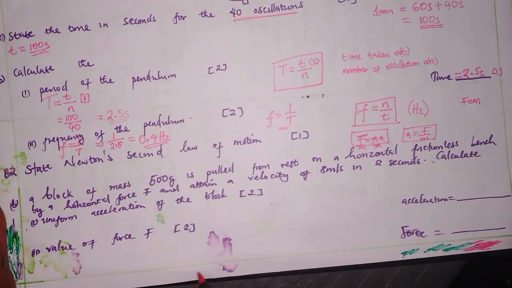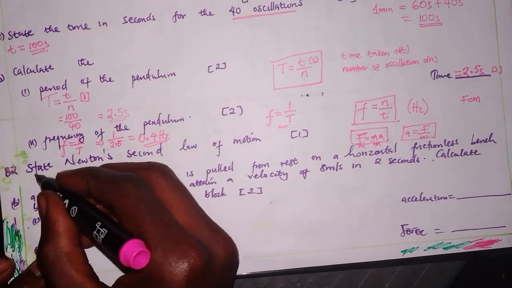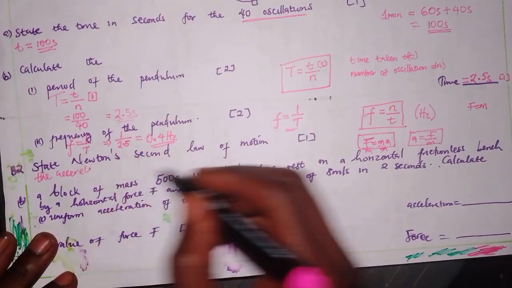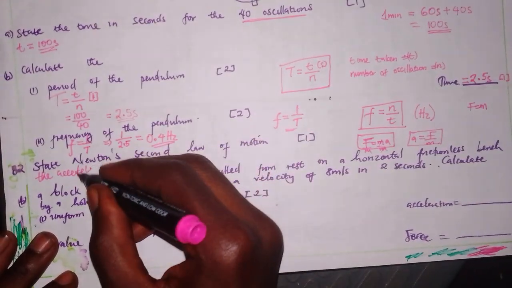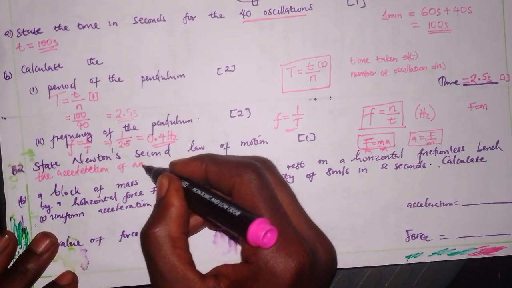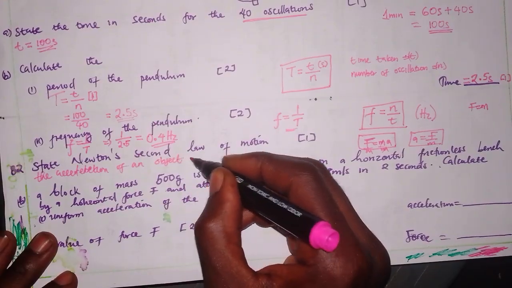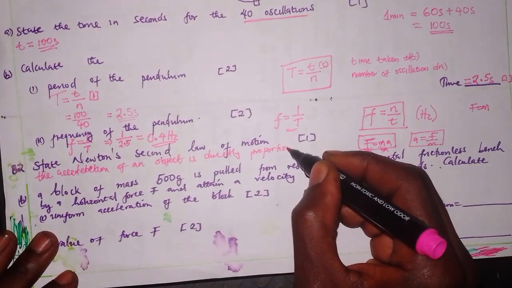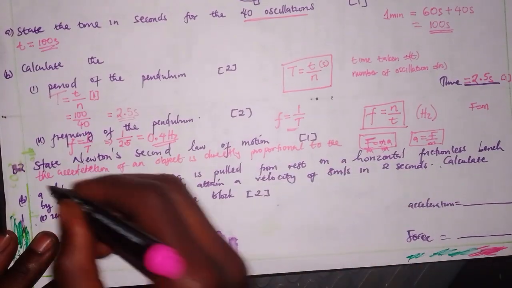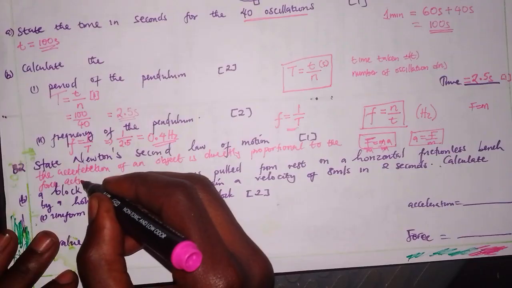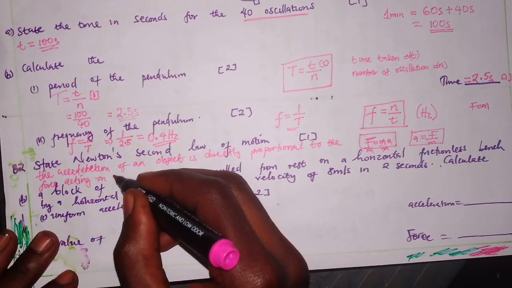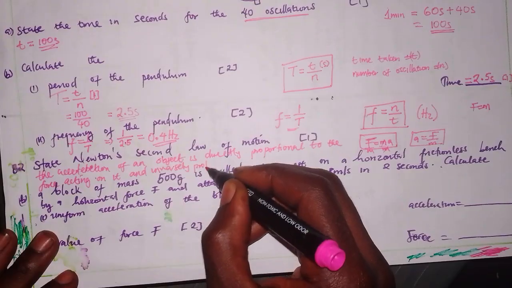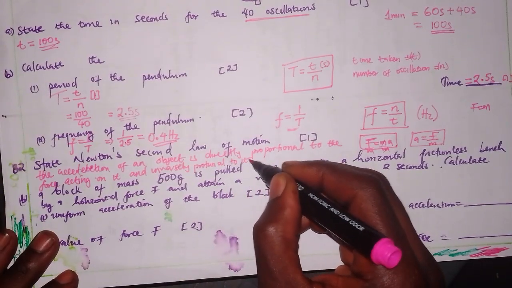You can say that Newton's second law of motion states that the acceleration of an object is directly proportional to the force acting on it and inversely proportional to its mass.